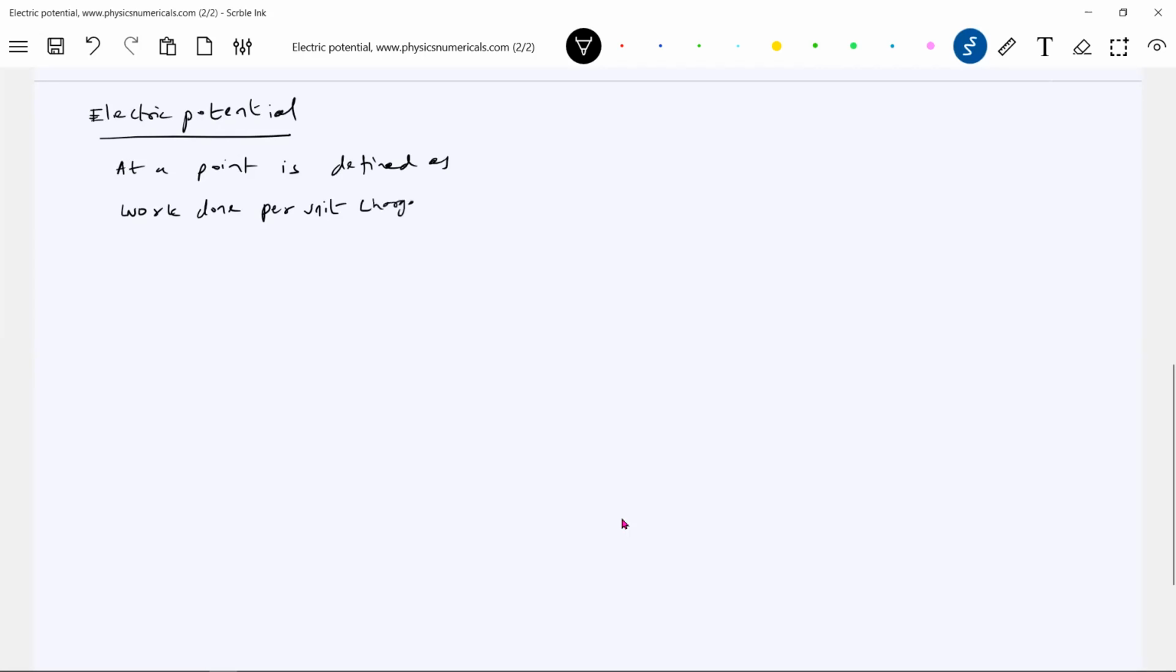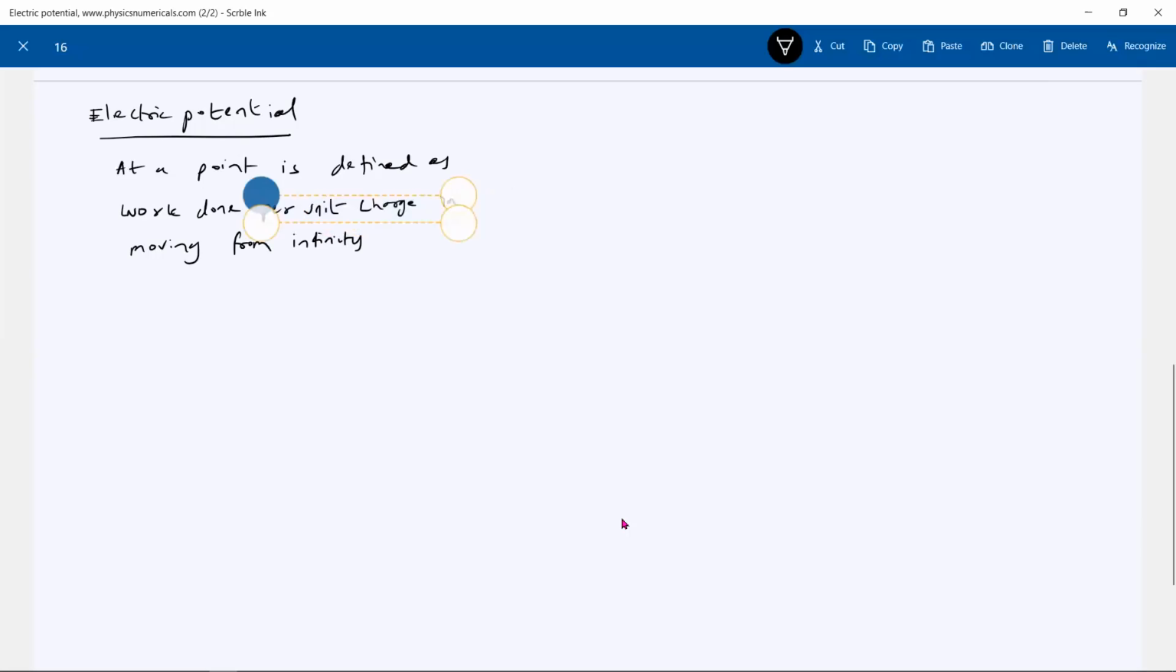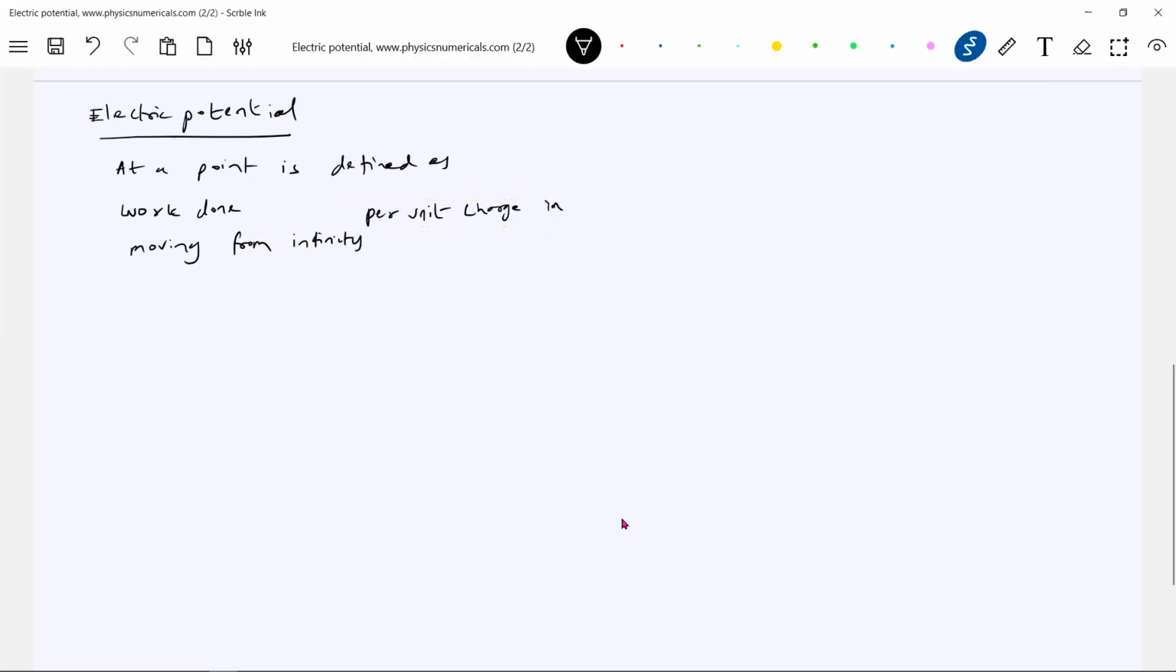First, we'll define electric potential. Let me write the definition. The electric potential at a point is defined as work done per unit charge in moving it, work done by an external agent.